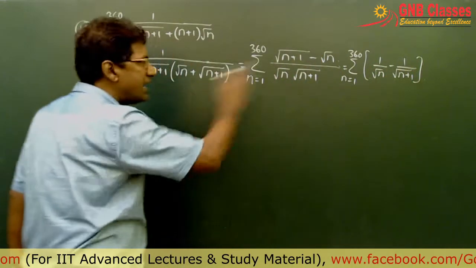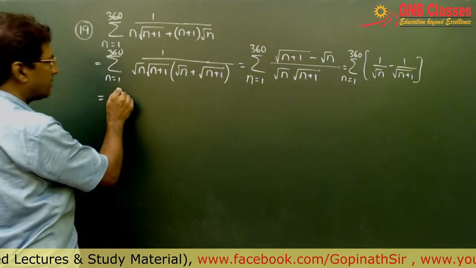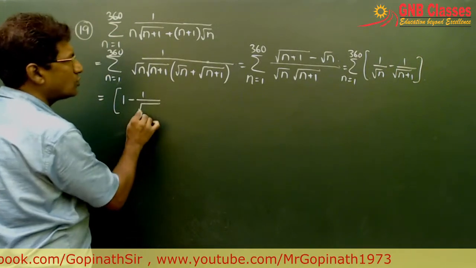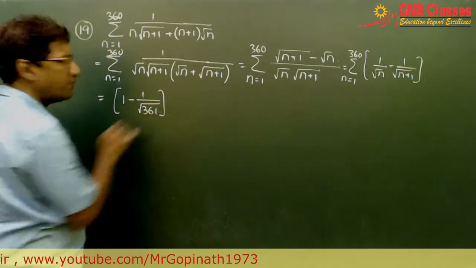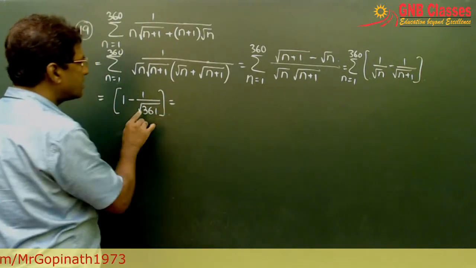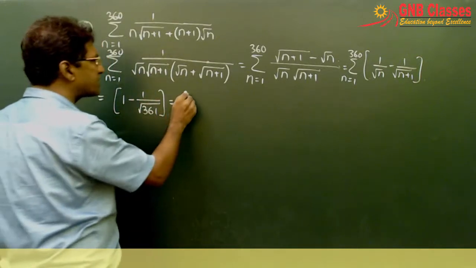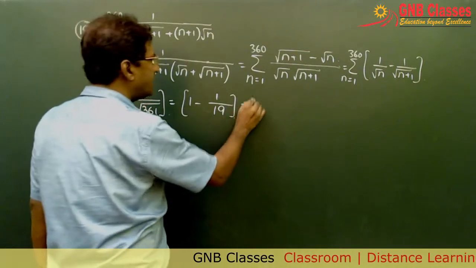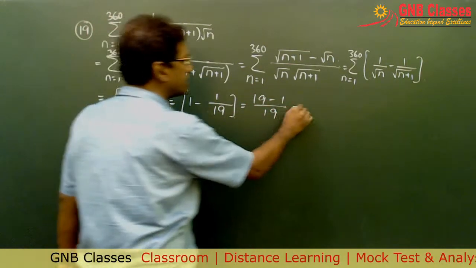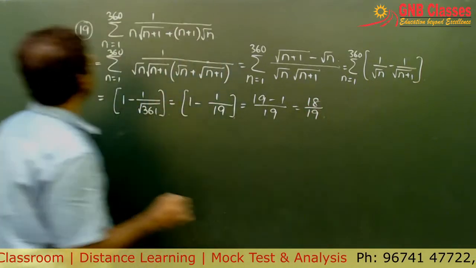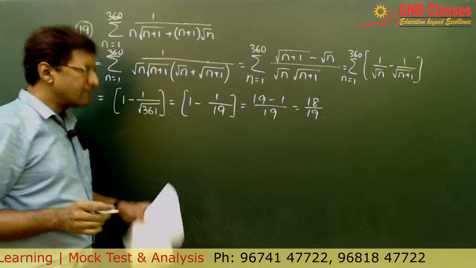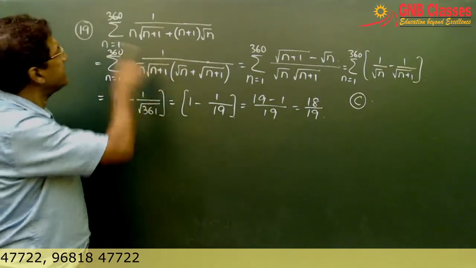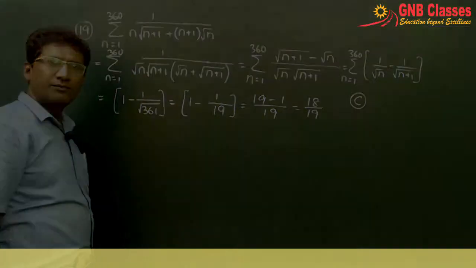Now, if we add, every term will get cancelled except the first term and the last term. The last term will be under root 361. Is it clear? Absolutely. Okay. Now, what is 361? What is the square root of 361? It's 1 minus 1 by 19. So, we are getting what? 19 minus 1 by 19. Answer will be 18 by 19 for question number 19. And the option C is correct for question number 19. Is it clear to all of you? Option C is correct for question number 19.